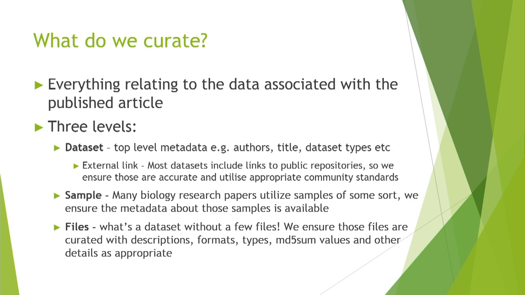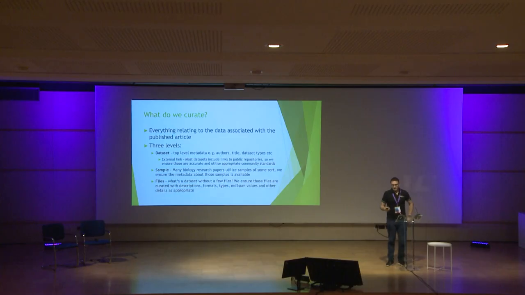I think I've touched on this as I've gone through, but the things that we curate are split into three levels. We look at the data set level, so the top of the first page that I showed you had the title and the authors and all that sort of information, and that's pretty standard for everything that gets published. You always have to have those sorts of information. But then we also add into that top level the external links to things like Thingiverse or Sketchfab or the SRA or whatever external links there are to do with that data set.